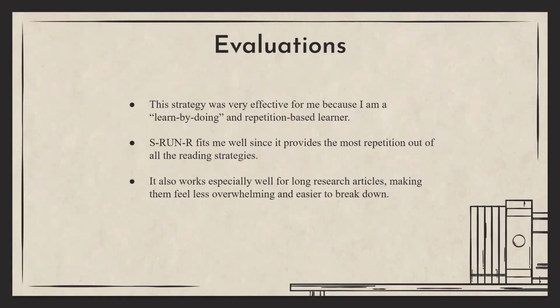So this kind of comes down to evaluation, right? I believe this strategy is very efficient for me because I'm a learn-by-doing and repetition-based learner. Once again, SRUNR is built for repetition-based learners. And that goes to the second bullet: it fits me well because it gets me the most repetition out of anything. I also read a lot of research articles for my on-campus job, so it works for me, right? I have to read these long, dense readings. Why not use the reading strategy built for long, dense readings?